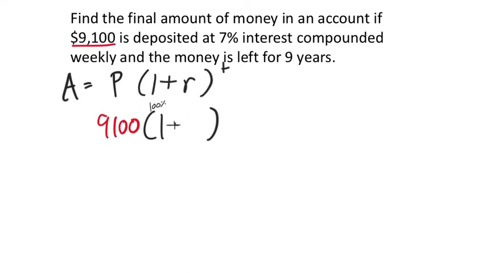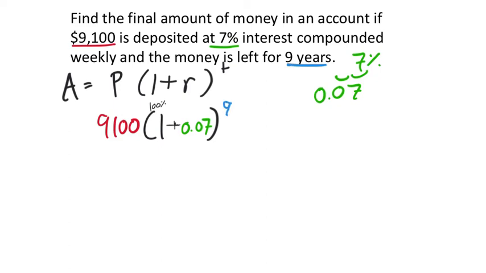And the rate that they gave us, 7%. 0.07. Yeah, so 7%, that would move the decimal 2 times to the left, which would make this 0.07. So let's get that in there, 0.07, that's 7%. And then the time here is 9 years.